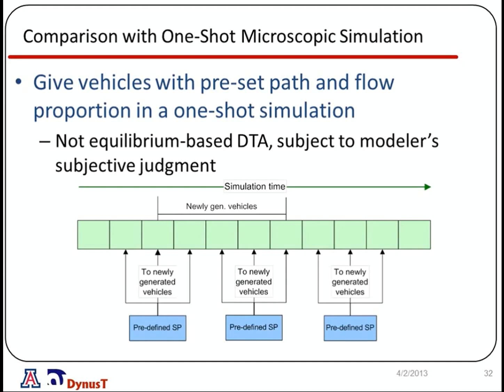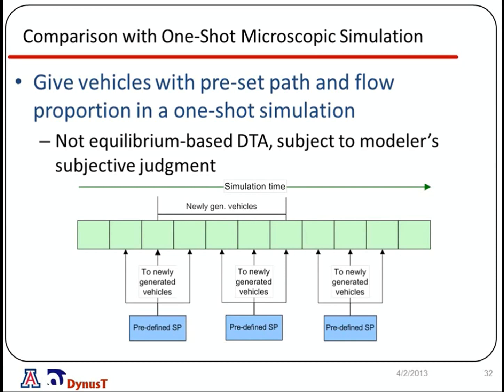Let's have a quick comparison with a one-shot microscopic simulation. There are a couple of ways to run a one-shot microscopic simulation, and we'll start from the basic version. In this basic type of microscopic simulation model, we have a predefined set of shortest paths set aside before we begin running the model. The user can specify which one they would like to use.